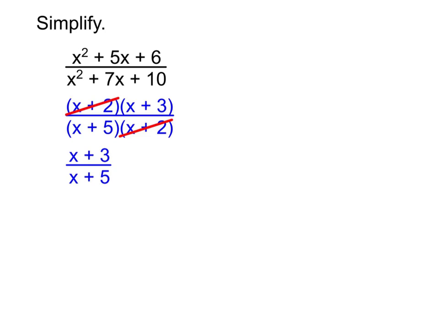And then we're done. There's nothing else we can do to this because, again, notice, there's nothing I can divide out of all 4 terms. And since there's nothing I can divide out of all 4 terms, there's nothing else I can do to reduce it.